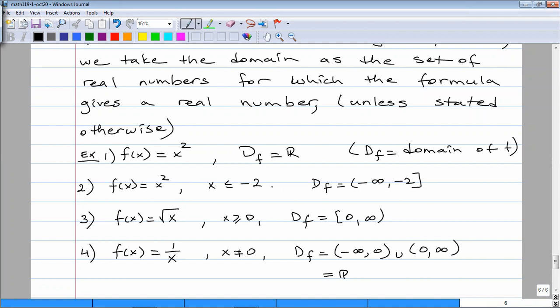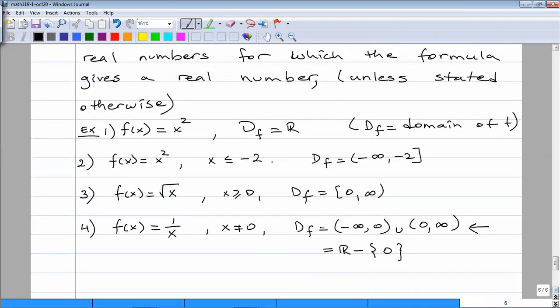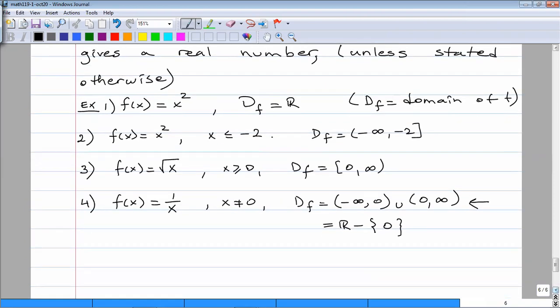Of course, we can also write this another way. From the real numbers, we take out 0, but in this course, again, we will use the interval notation. So when you're writing down the domain, you need to write it in terms of intervals. So we are going to use this notation. Sometimes we may also write it the other way, but stick to the interval notation.